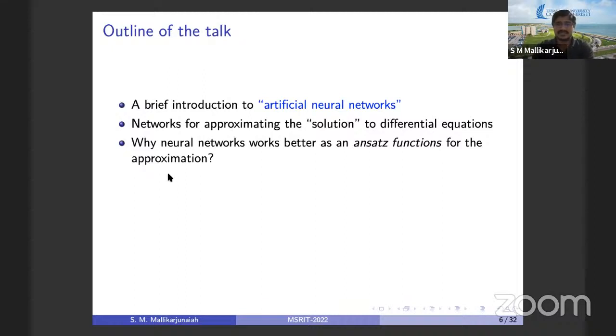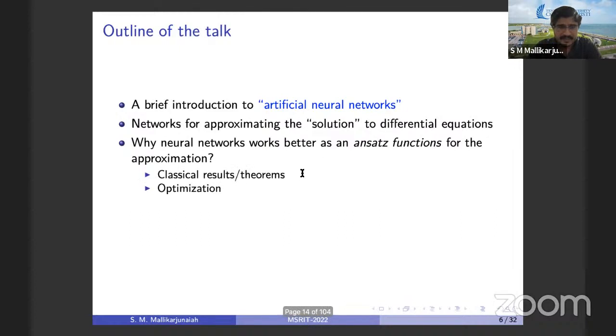Because neural networks work well as ansatz functions. Ansatz means you know them a priori, put them into your differential equation and find the coefficients. That is not new for us. We have been doing that in many other techniques, like the Galerkin method and the weighted residual method. All those methods were based on the same principle, so this neural network approach is also not that different.